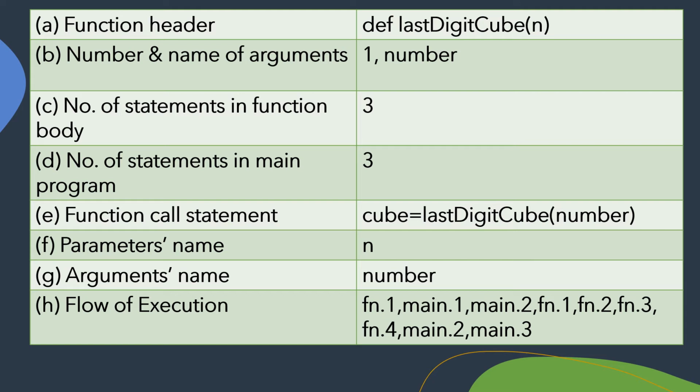These four lines will get executed and it will come back to this main.2 line where the function was called. Why? Because the value which is returned by this function will be stored in a variable called cube, which is present in main.2 line. Then after that it will execute the last line, that is main.3. So this is how the flow of execution will take place.